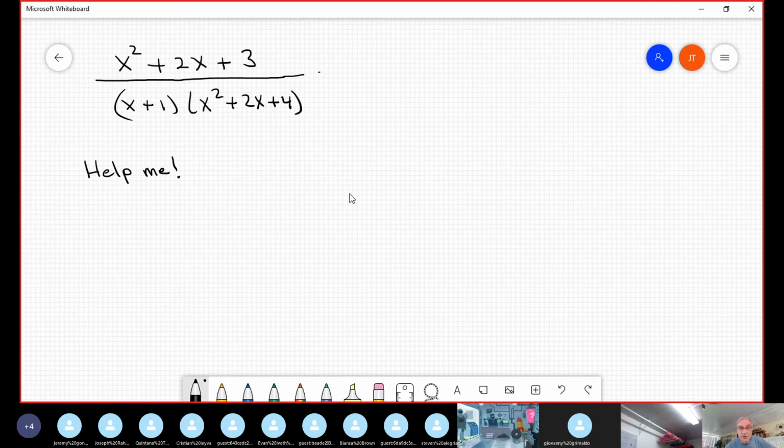First of all, I need identification. Is it case 1, case 2, case 3, or case 4? I recall, case 1 is linear, non-repeated. Case 2 is linear, repeated. Case 3 is irreducible quadratic, non-repeated. Case 4 is irreducible quadratic, repeated. I can see here one linear factor, x plus 1, it is obviously linear.